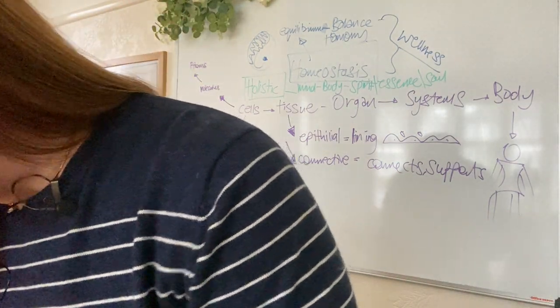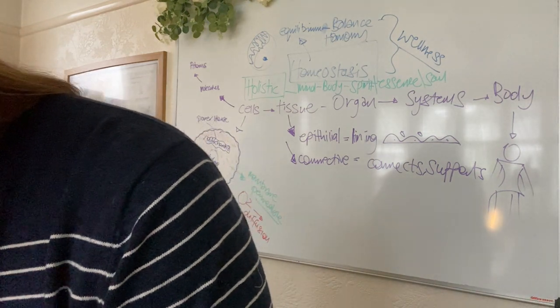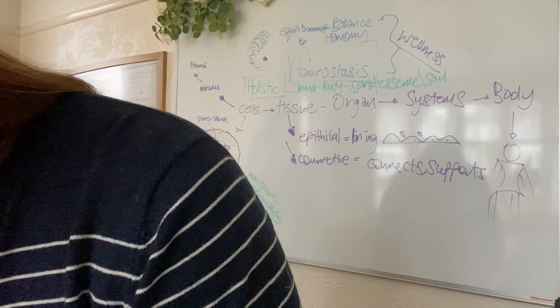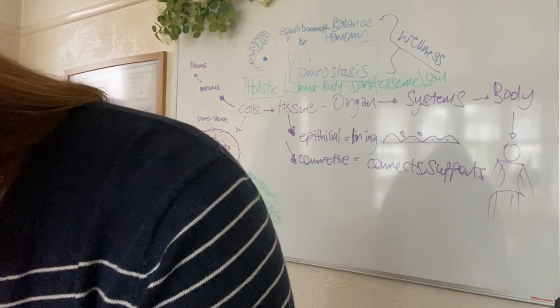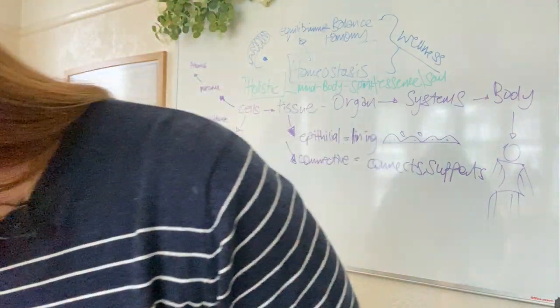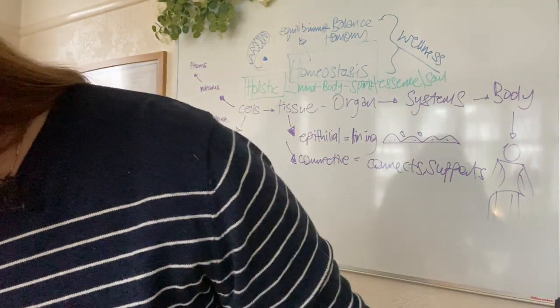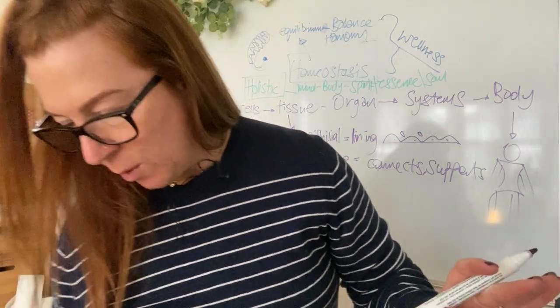Let me just double check here if I've missed anything out. I don't want to miss anything for you. Just one second. Specialised tissue. Oh yes, and cartilage as well. So we've got cartilage. Muscular tissue is a separate tissue, but yeah, we've got connective tissue.